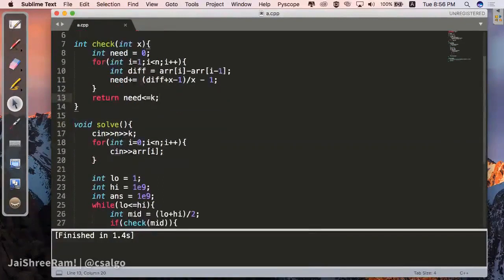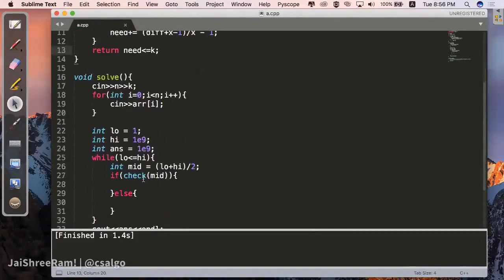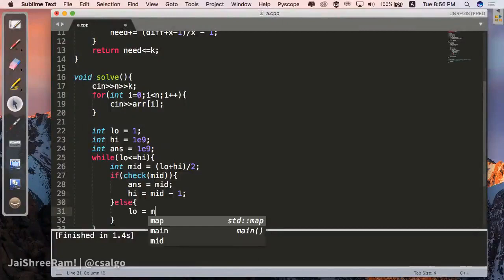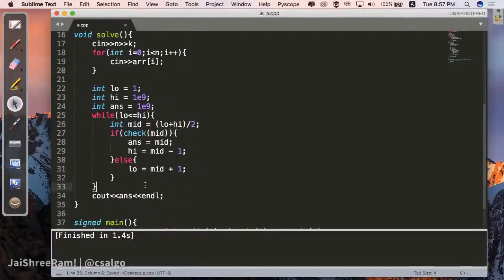Make sense? So based on that, if our check returns true, that means it's possible. So our answer is equal to that particular value, right? Answer is equal to that particular value. And my high will be, I will try smaller values next because we need to minimize the answer, right? Or else I will try higher values. Okay, and then we will print the answer.